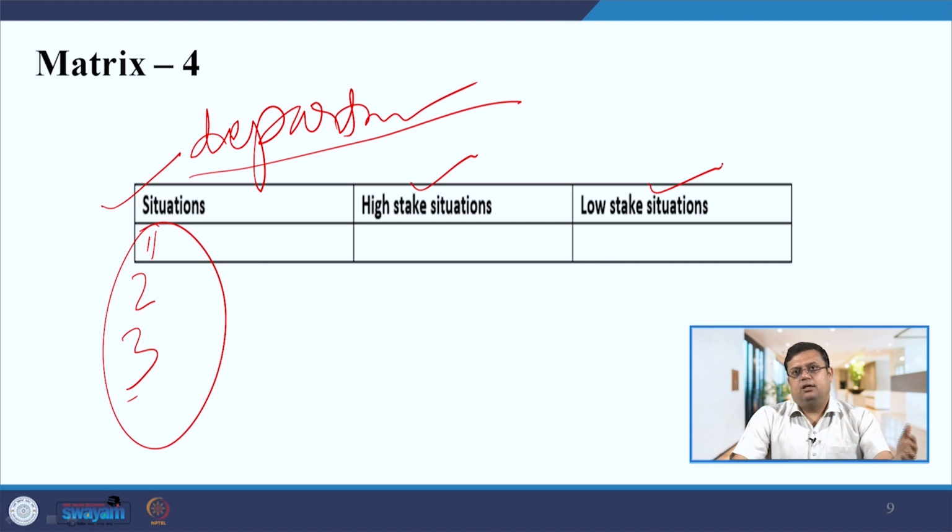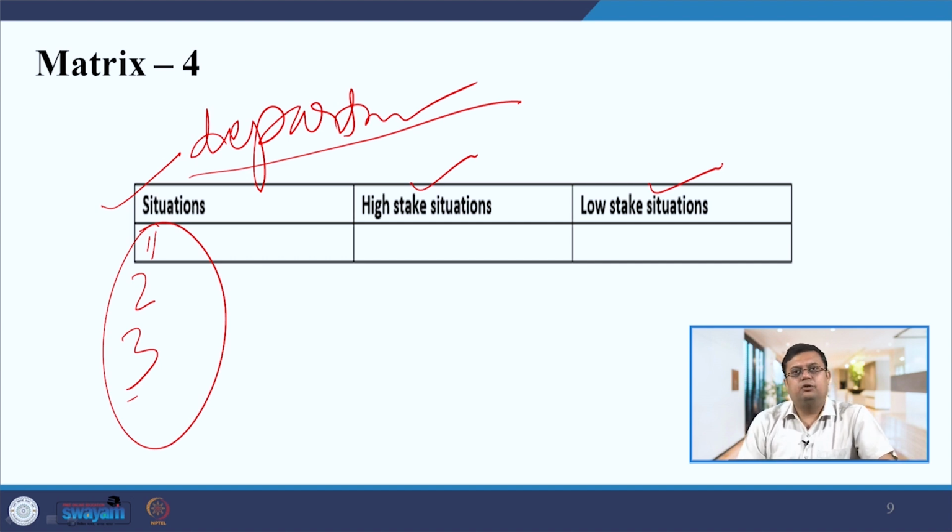And similarly, where if the employee fails or is not able to achieve the organizational goal, then it will not make much impact on the organizational progress. So such kind of things will come under the low stake situation. So you can divide all situations into two categories: high stake situation and low stake situation. And accordingly, you can make a developmental plan.